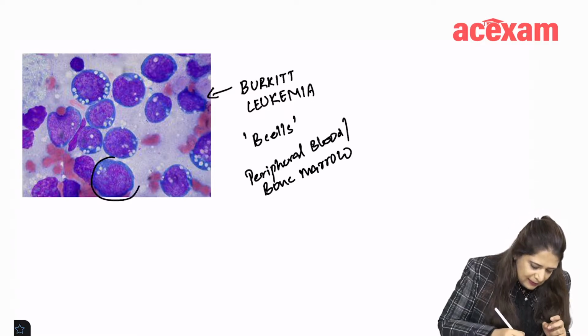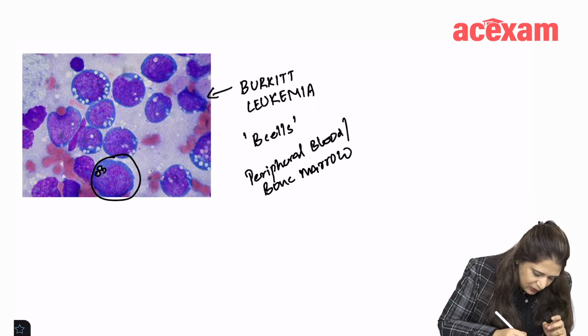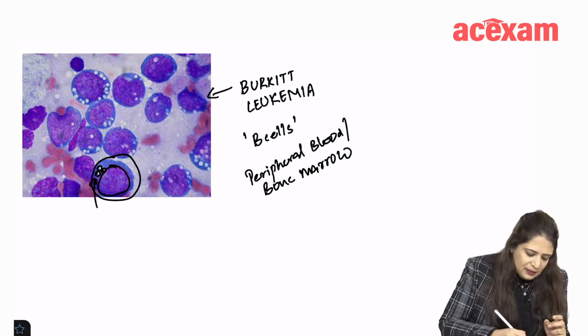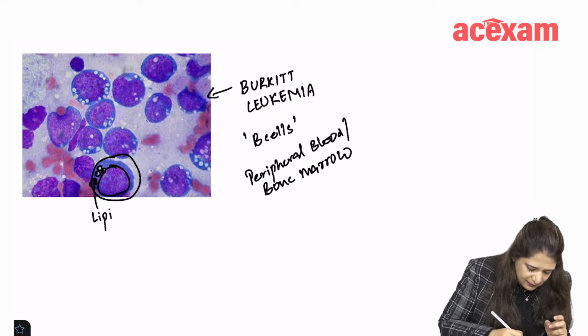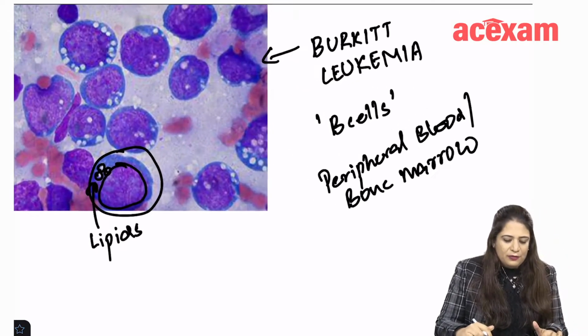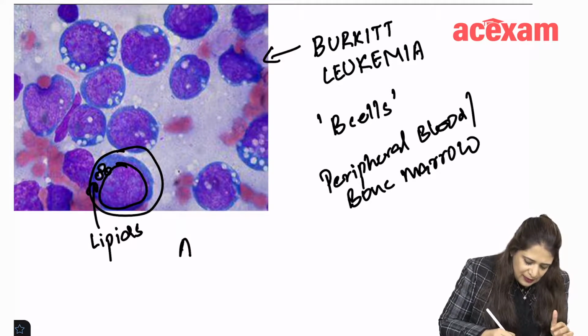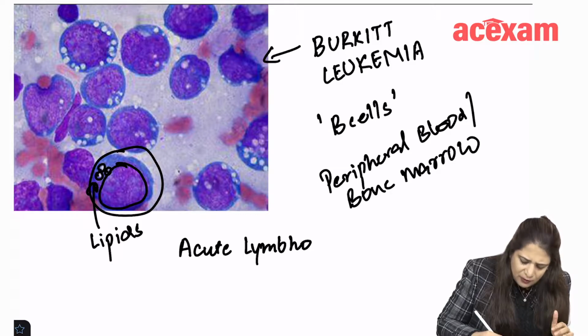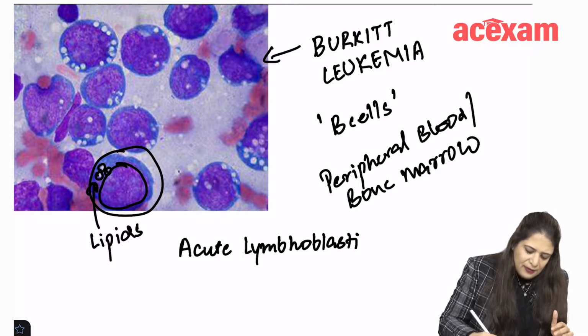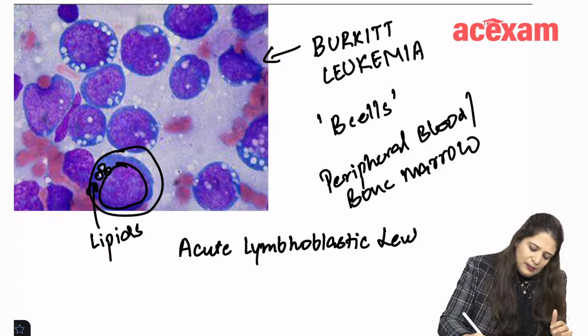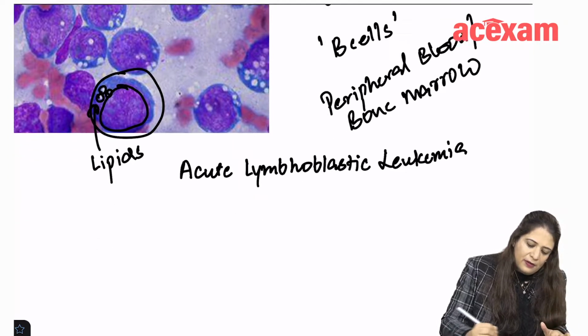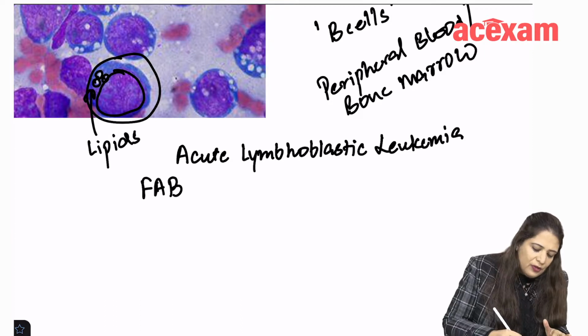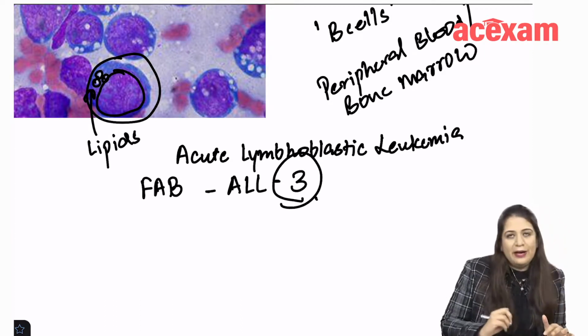And these cells have vacuolar deposition in the deep blue rim of cytoplasm. These vacuoles are actually lipids, and this kind of leukemia is acute lymphoblastic leukemia only. Why? Because these are the B cells, right? Acute lymphoblastic leukemia, which in the older FAB classification was ALL type 3, right?